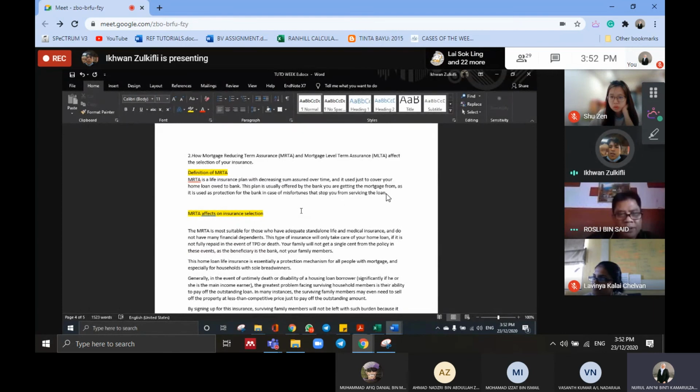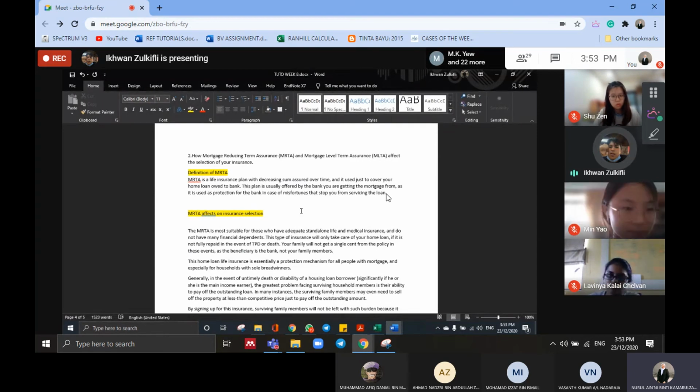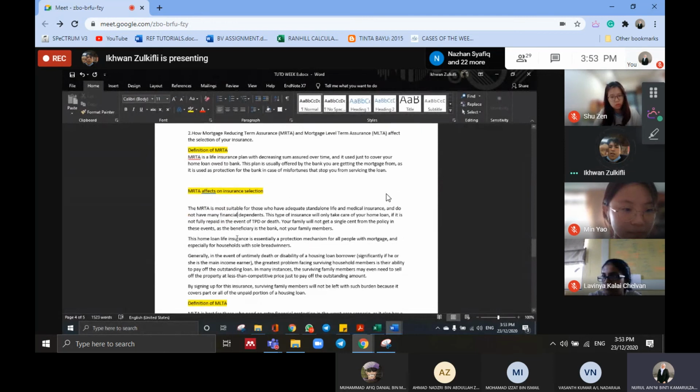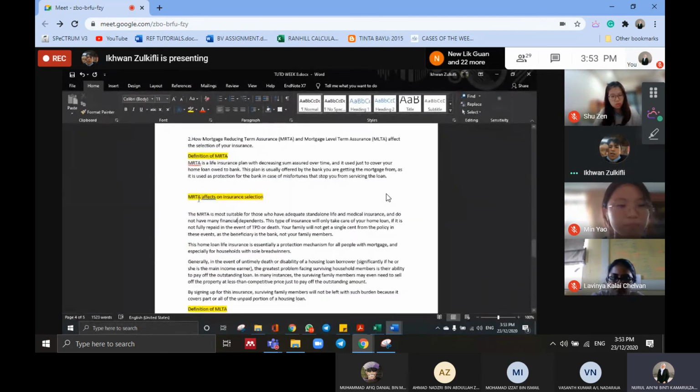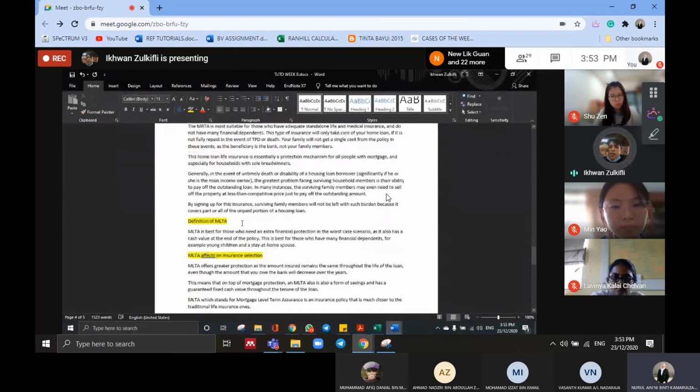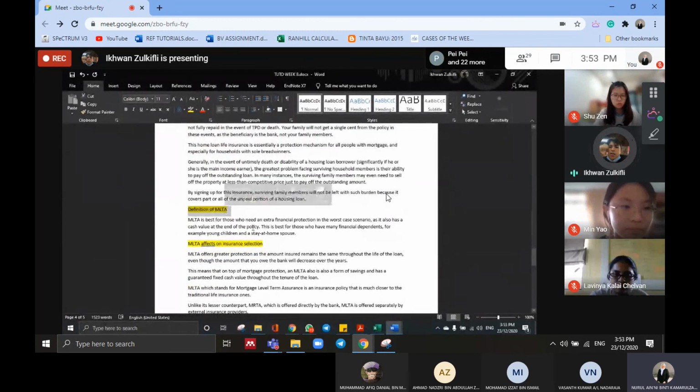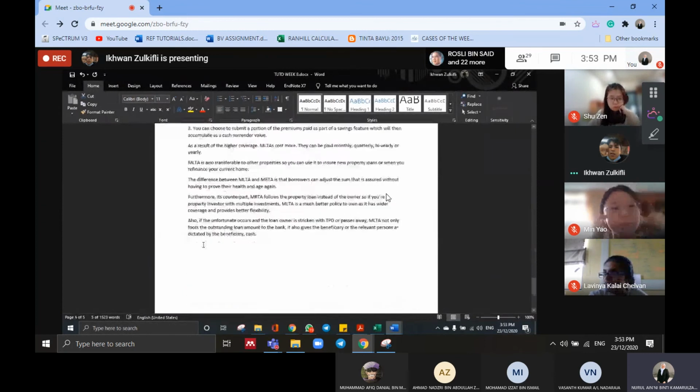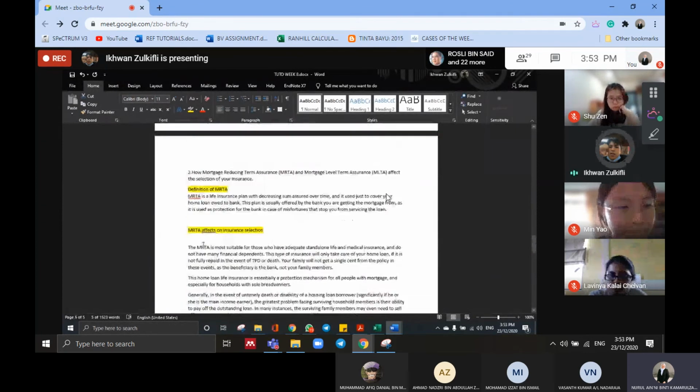Okay, so for the second part, the question is how the mortgage reducing term assurance, MRTA, and mortgage level term assurance, MLTA, affect the selection of your insurance. So first, for the framework, I will define the MRTA and then elaborate the effect on insurance selection of the MRTA. And then the next part, I will define the MLTA and then the effects on insurance selection. Okay or not?